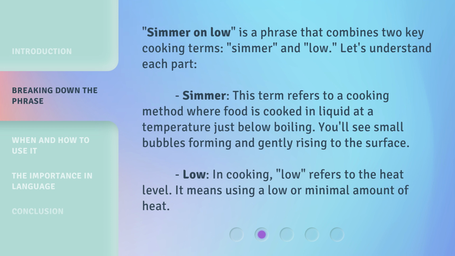"Simmer on low" is a phrase that combines two key cooking terms: "simmer" and "low." Let's understand each part. Simmer. This term refers to a cooking method where food is cooked in liquid at a temperature just below boiling. You'll see small bubbles forming and gently rising to the surface. Low. In cooking, "low" refers to the heat level. It means using a low or minimal amount of heat.